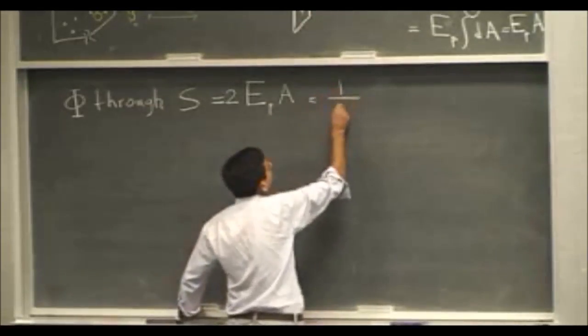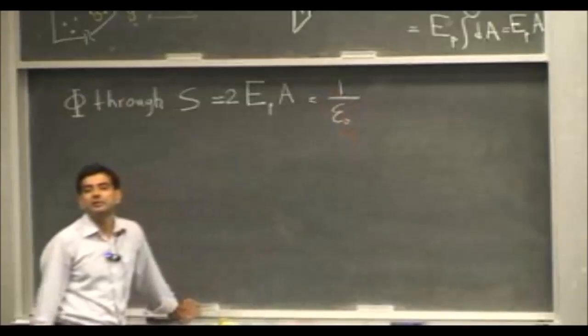So I have 1 over epsilon naught, and what's the charge enclosed by this surface?